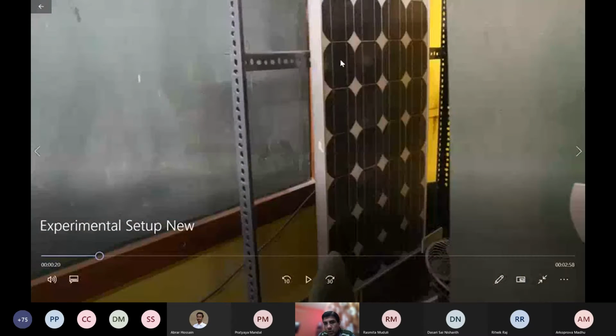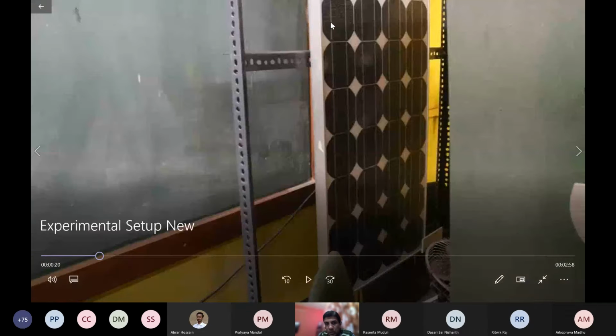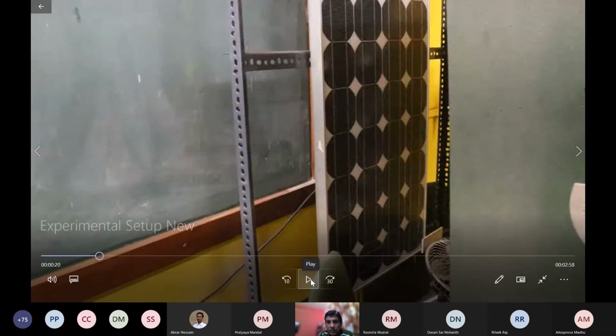So you can see 1, 2, 3, 4, 5, 6, 7. How many rows are there? 1, 2, 3, 4, 5, 6, 7. 7 fours are 28. So there are 28 cells here, right? And all are series connected, so the current will remain the same through each cell, almost equal, and the voltages will add up. So if you remember, the voltage and current rating was given before the experimental setup diagram.